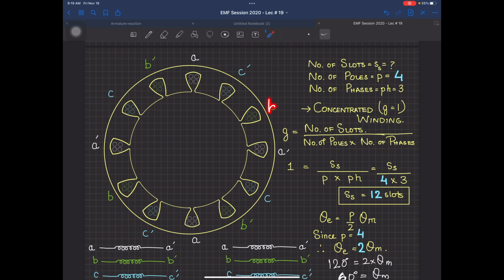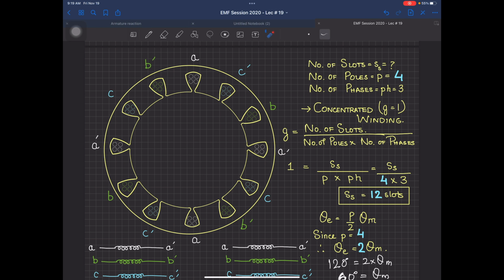And when this is B, 90 degrees to this one, this is B dash. Then 90 degrees to this one, this is B. And then again 90 degrees, this is B dash. And then again 60 degrees over here, this is practically 120 degrees electrical, but 60 degrees mechanical. I hope you have an idea now what electrical angle and mechanical angle are.